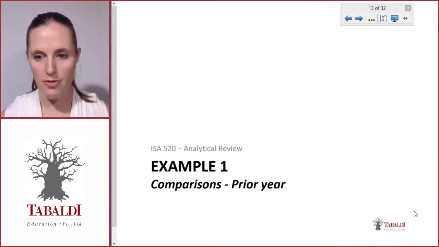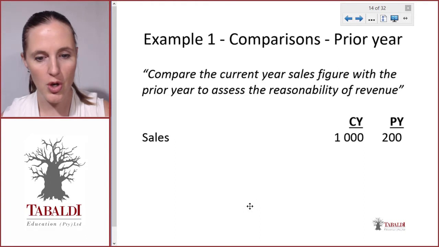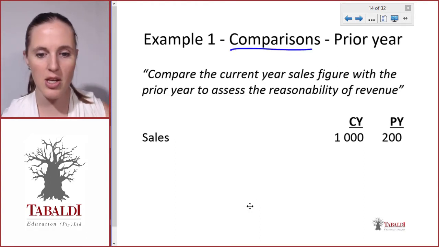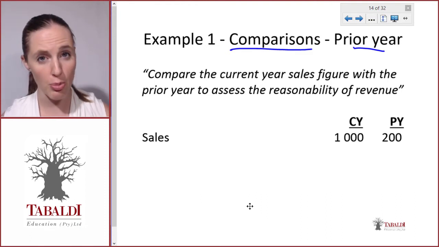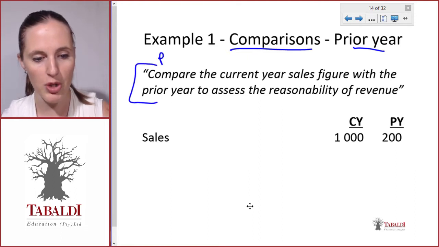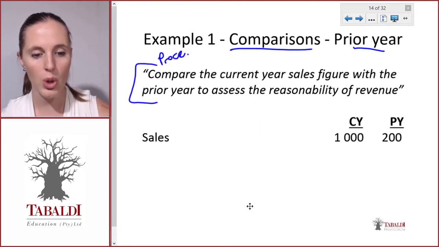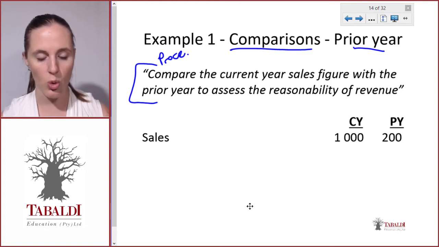Let's look at the first more practical example. So I'm going to look at the set of tools comparisons, and our first one is what can you do comparing to the prior year, your current year to your prior year. So this is your actual procedure. So in your procedures, this is what it's called.